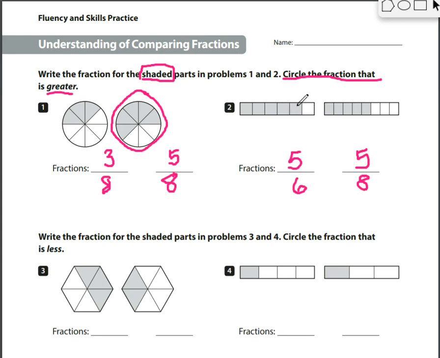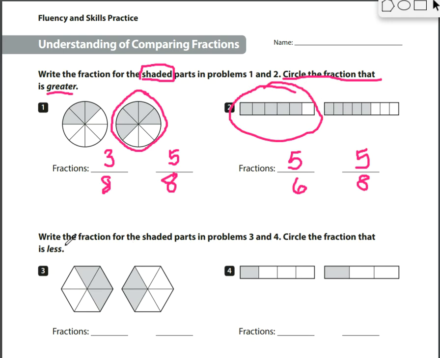This is a candy bar that's being shared with 6 people. This is a candy bar that's being shared with 8 people. The more people you share it with, the smaller the pieces that you have to cut. So here they have shared 5 out of 6 pieces. Only 1 piece of this candy bar remains. Here they've also shared 5 pieces, but 3 pieces of this candy bar remain. What I notice is this one is almost gone. This one, there's still some chocolate left. So here they have shared or shaded the greater amount.